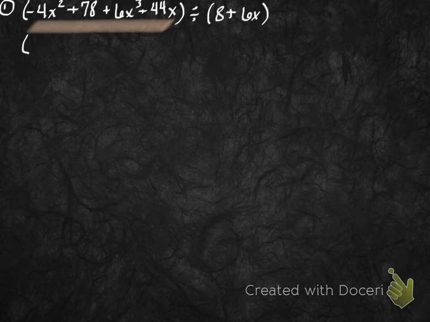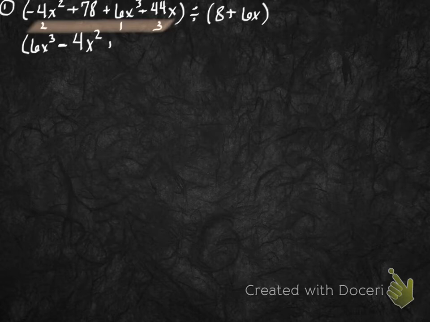So this is my first term, 6x cubed. My second term is a negative, so I'm going to put minus 4x squared. My third term plus 44x. And my fourth term is plus 78. I'm just taking the sign that happens to be in front of it, and that's the sign that goes in front when you rearrange.